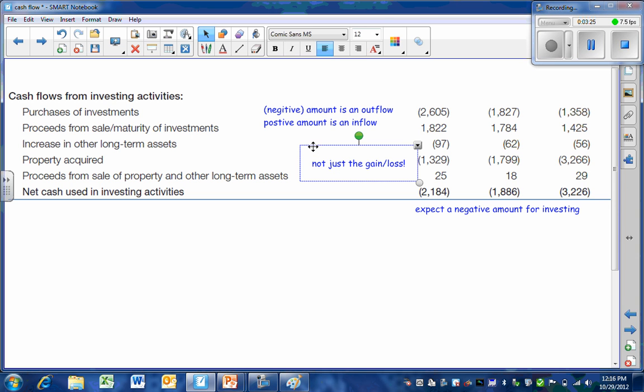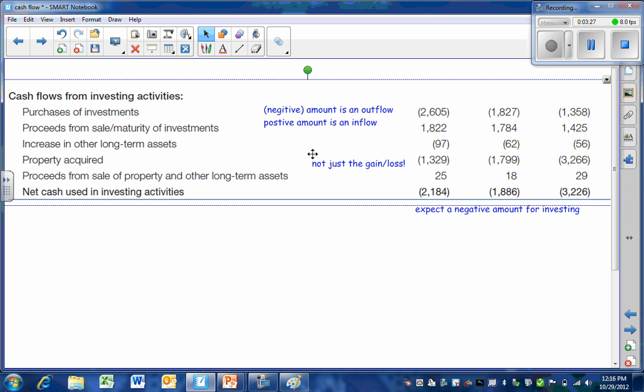And it's important to understand that this is not just a gain or loss. This 25 million in inflows is not the difference between the selling price and the book. It is the total amount of the proceeds. So gains and losses reported on the income statement, proceeds on the statement of cash flows.